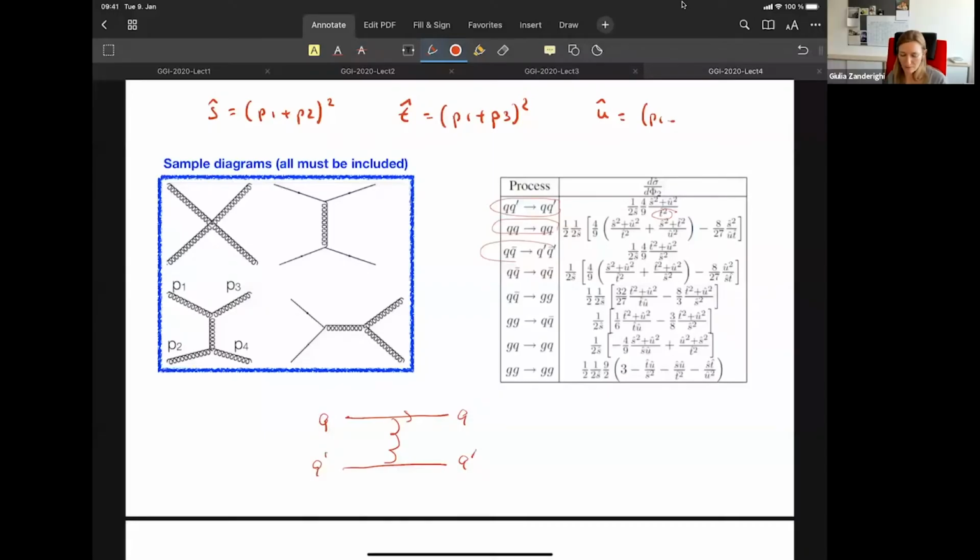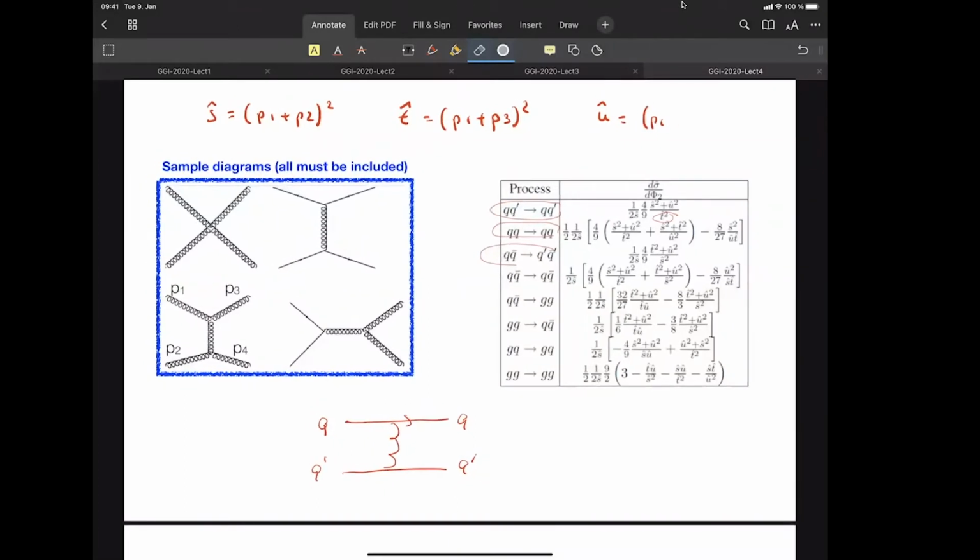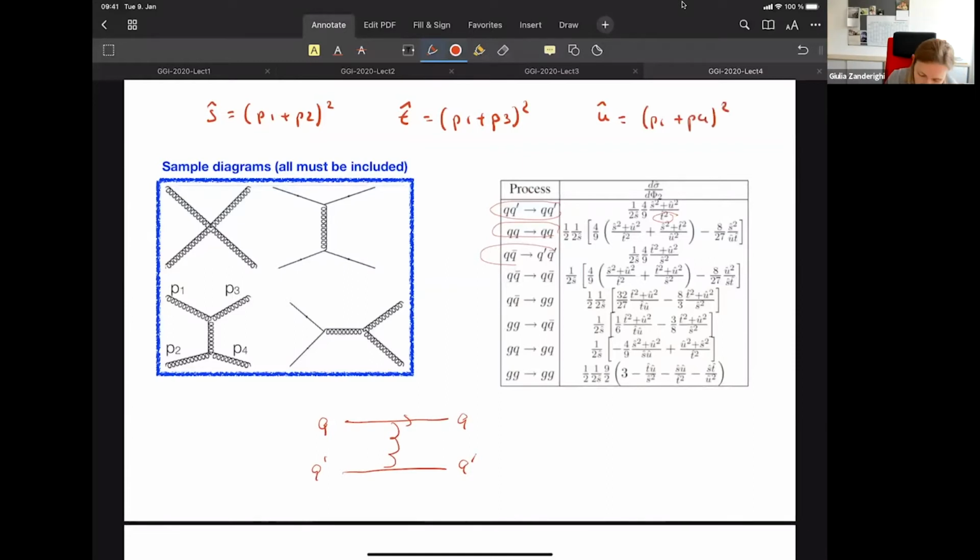Okay, so here I'm defining simply the usual Mandelstam invariants you're probably familiar with, right? P1, P4 squared. So you have these three invariants, they're not independent: s hat plus t hat plus u hat is equal to 0. But anyhow, you can still use all three of them.